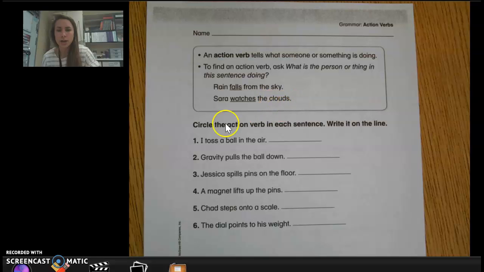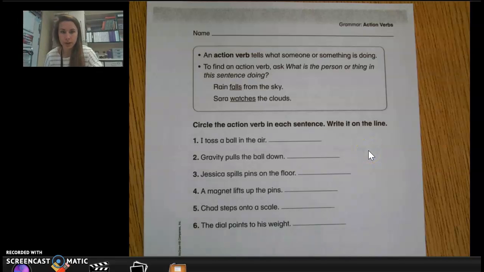Sarah watches the clouds. Sarah is my noun. She's the person in the sentence. What is she doing? She watches. That is my action verb. So down below, you're going to circle the action verb in each sentence and write it on the line. So really think about those directions. I have to do two things. Number one, circle the action verb. Number two, write it on the line.